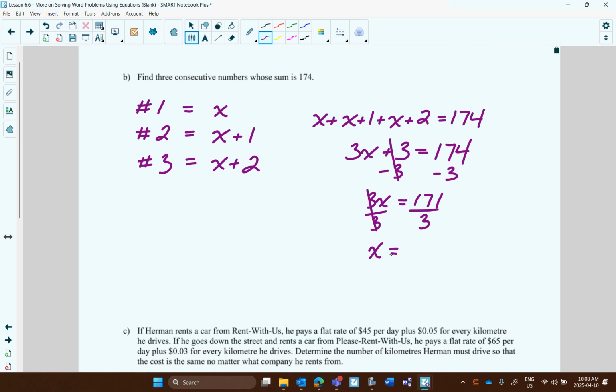And x is equal to 57. So therefore, the numbers are 57, 58, 59. And that's how you do consecutive numbers once. Okay.